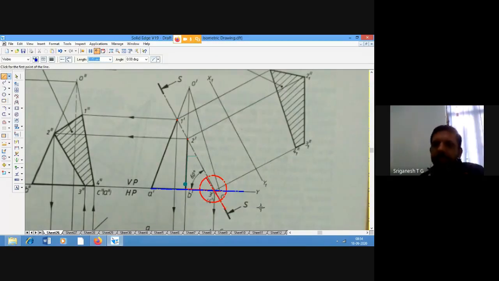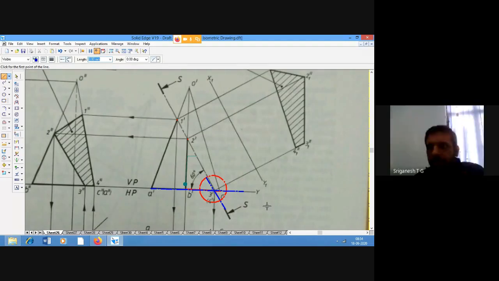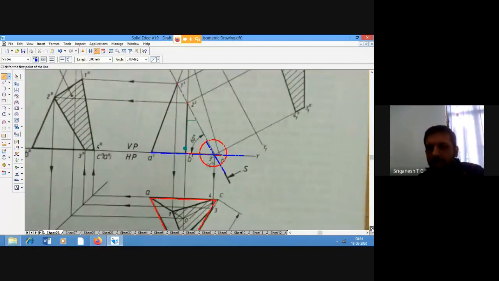Yes or no? Yes, sir. Right. That means we have two cutting points. One is on B dash C dash, which is point number 3. The other cutting point is on A dash C dash, that is point number 4. So totally we'll have 4 cutting points.